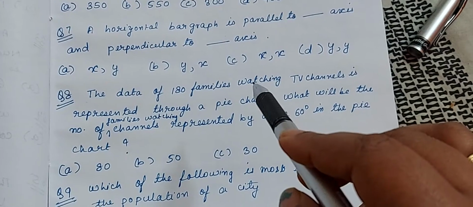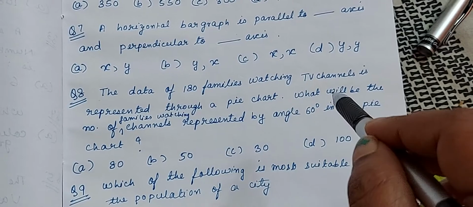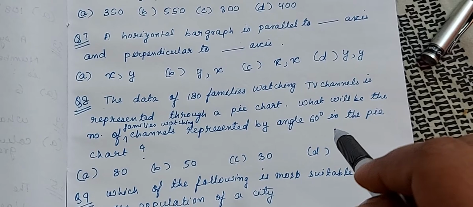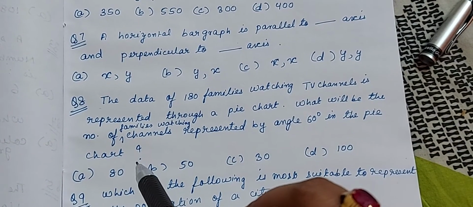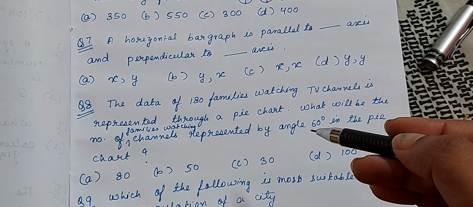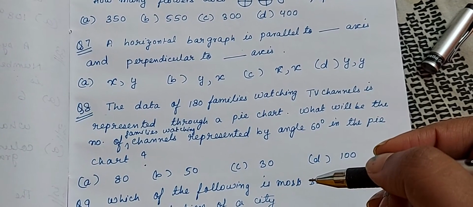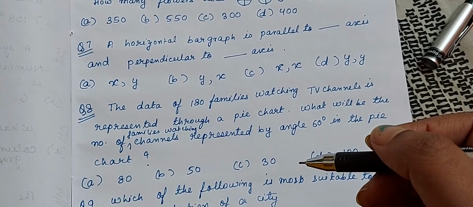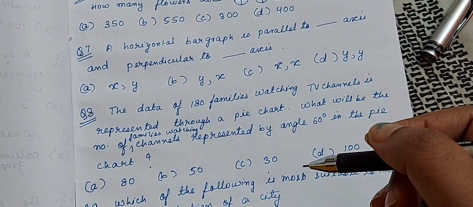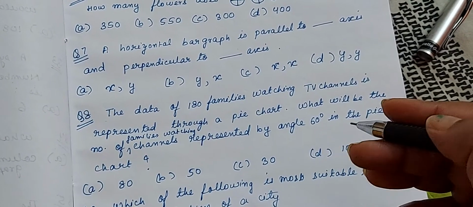Next question is, the data of 180 families watching TV channels is represented through a pie chart. Okay, what will be the number of families watching channels represented by angle 60 degree in the pie chart? See, angle is how much? It is 60 degree. And what is the total angle? Total angle in a pie chart means complete angle, that is 360 degree. So 60 degree by 360 degree is the fraction of angle, and for how many families? It is for 180. So of 180 you have to take out. That is 60 by 360 into 180.